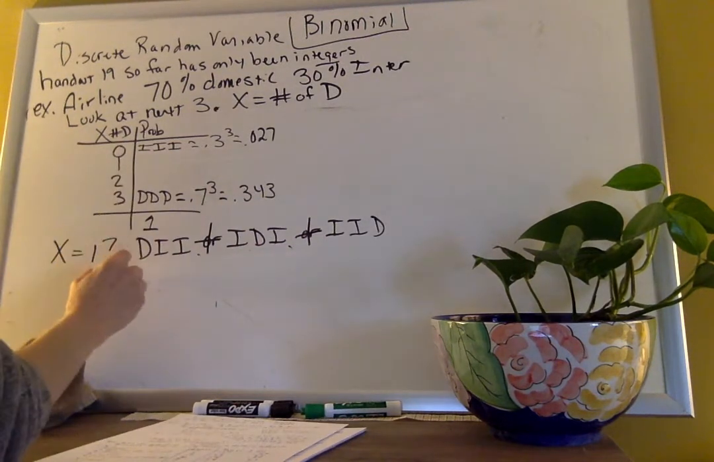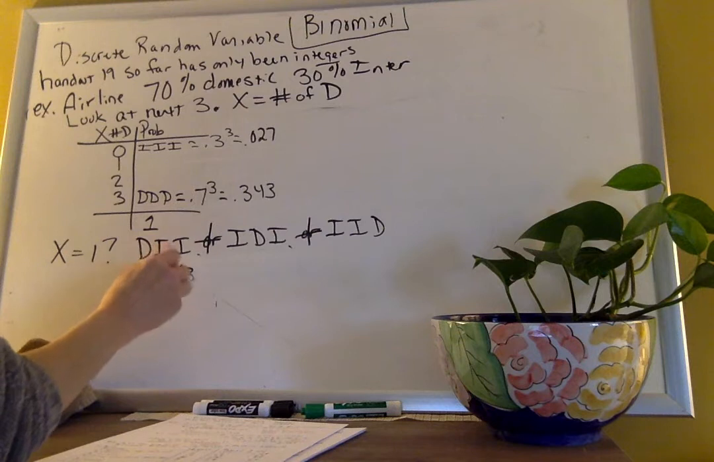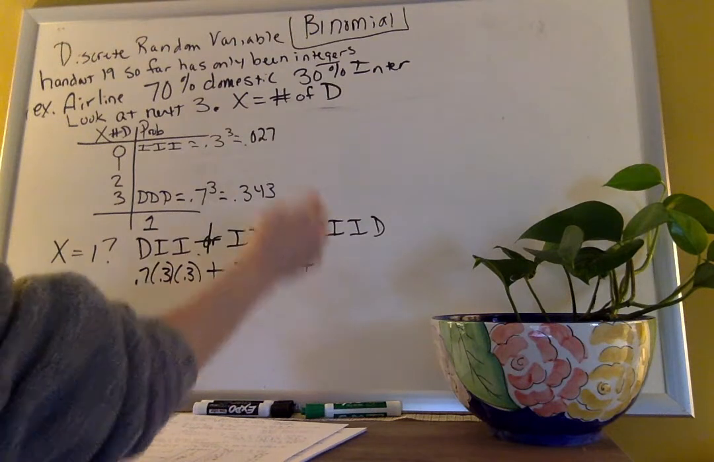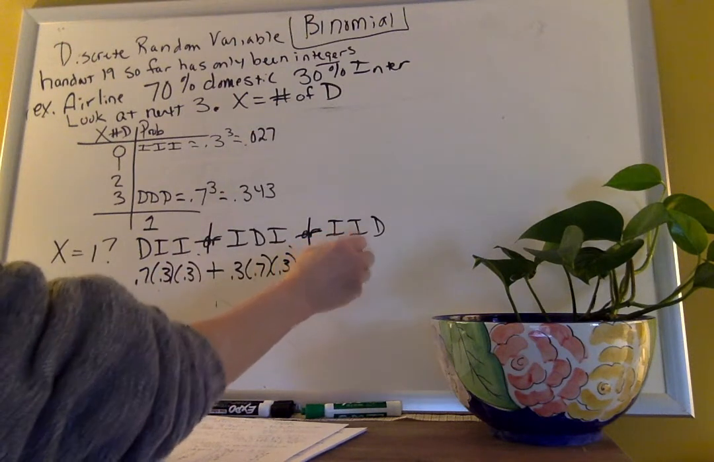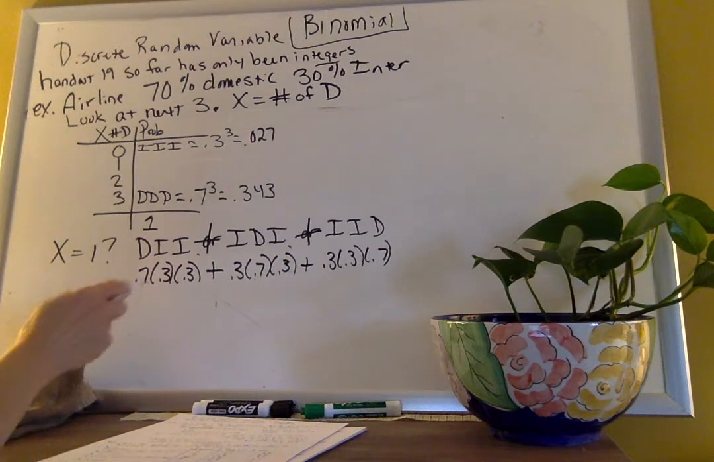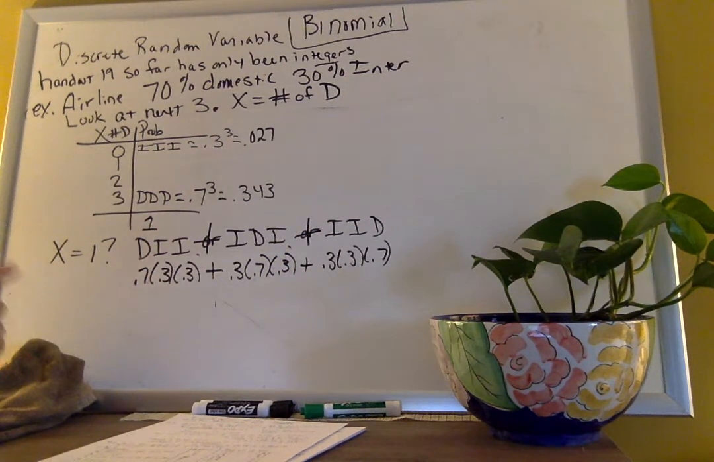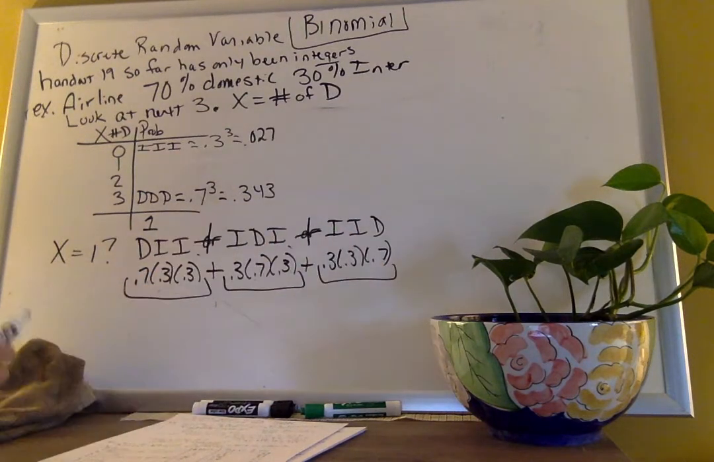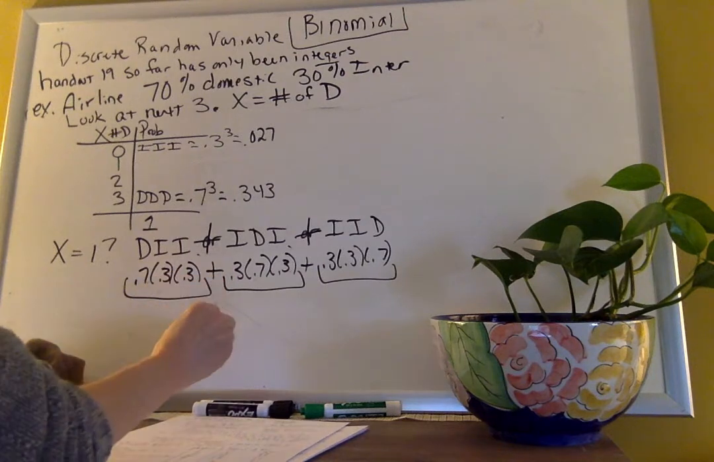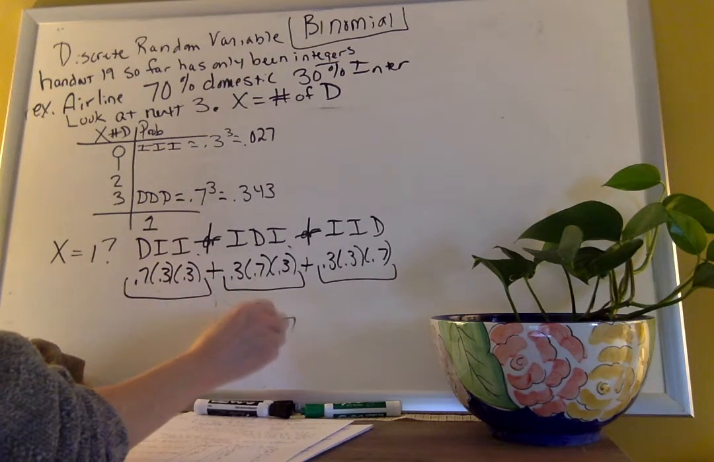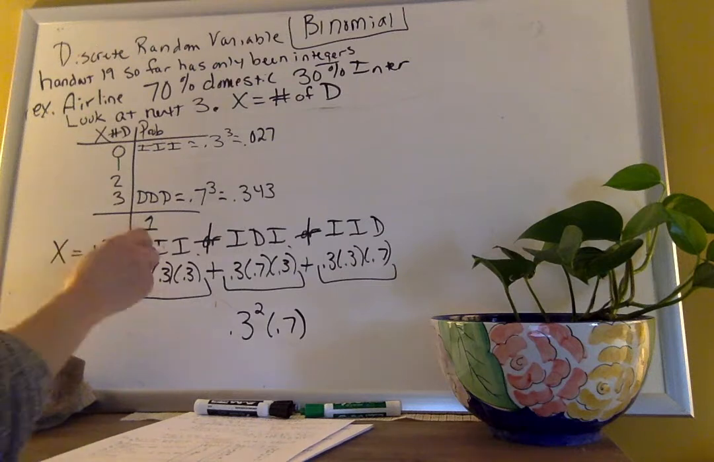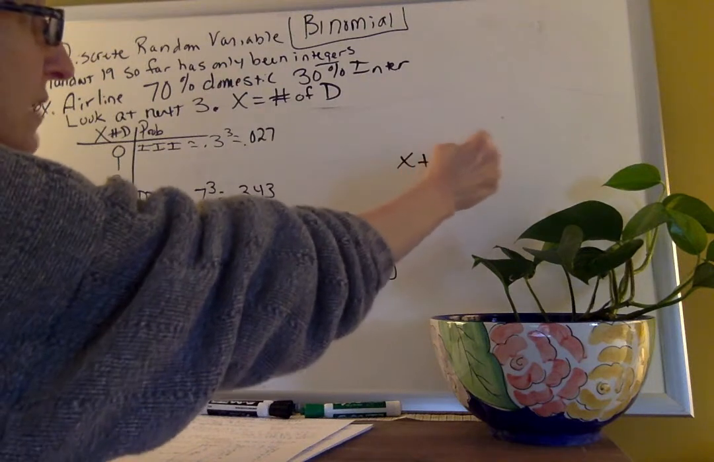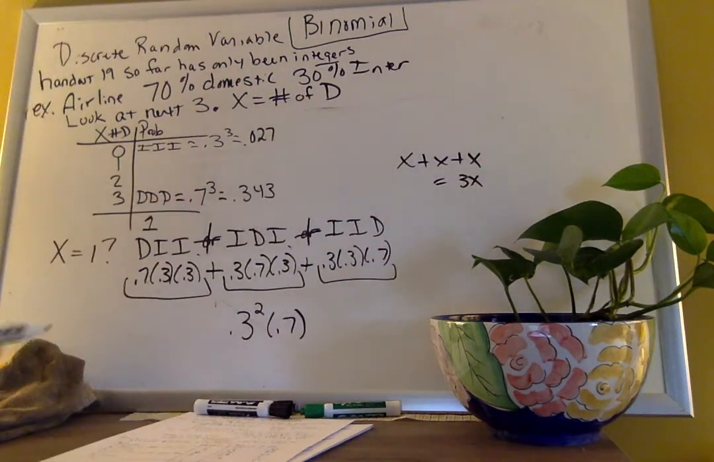Domestic: 0.7 times 0.3 times 0.3, plus 0.3 times 0.7 times 0.3, plus 0.3 times 0.3 times 0.7. Now, if you're savvy, and you're going to need to be eventually, you're going to recognize that each of those is the exact same thing, right? 0.3 squared times 0.7. And there are three of them of the exact same thing. Remember how x plus x plus x equals 3x in algebra, right?